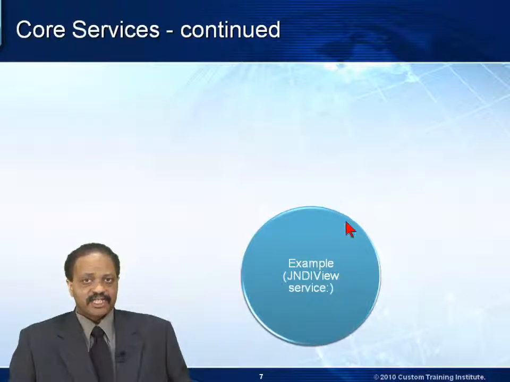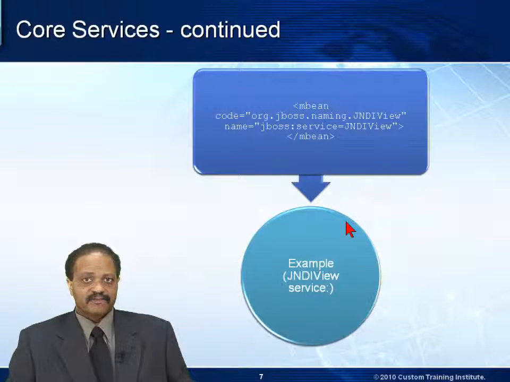We're going to look first at the JNDI view service, but that's also a part of the core services. Now, the chunk of code that we see up at the top of the slide refers to a managed bean. You can see the mbean tag up at the top, and that mbean tag has a line that says code equals org.jboss.naming.JNDIView, which means that we're going to pull in that managed bean. And then the name of that managed bean is jboss:service=JNDIView.